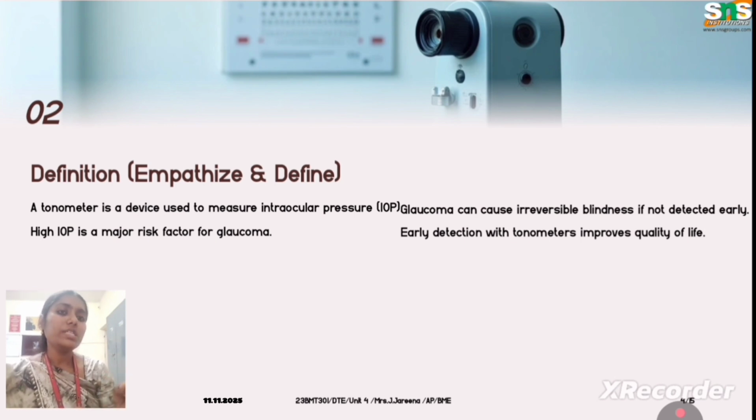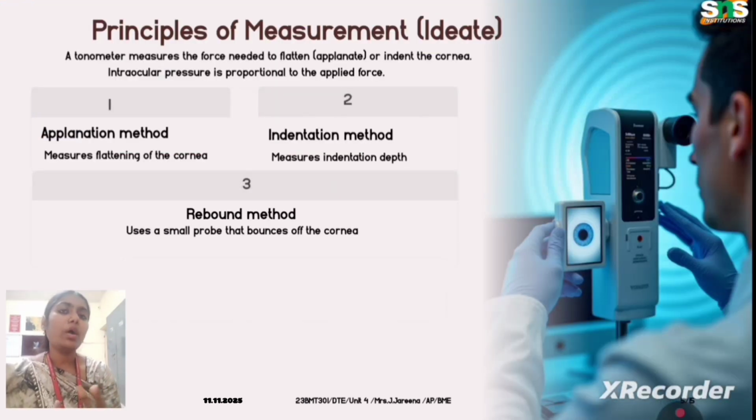If the pressure is maintained at an equal level, then we have proper sight, proper vision. If it is not maintained within that limit, then we will end up with high IOP that leads to a major risk, which is called glaucoma. So early detection with the help of such a device, called a tonometer, really helps people, and also it improves the quality of life. So that is the empathy and problem definition part of this tonometer.